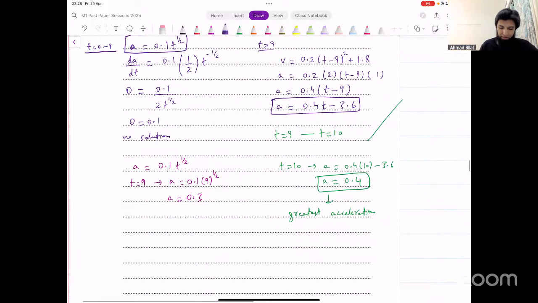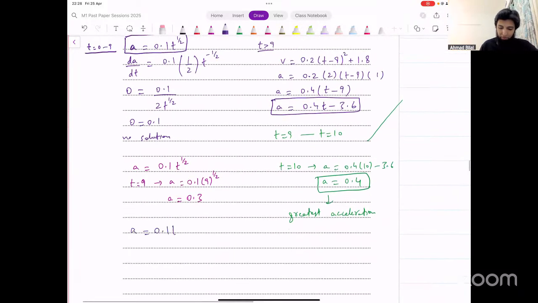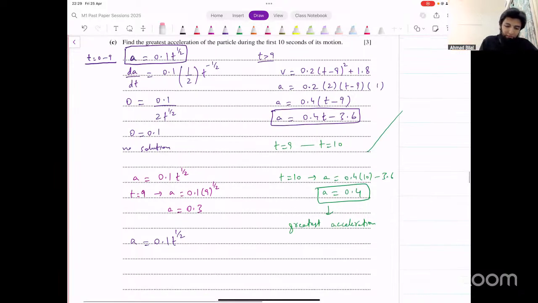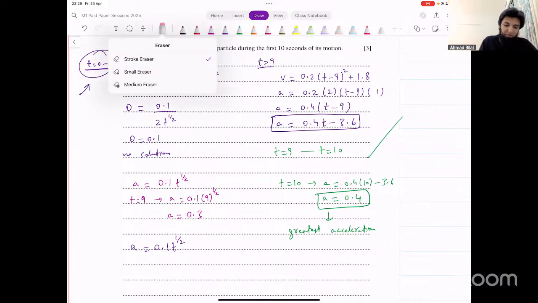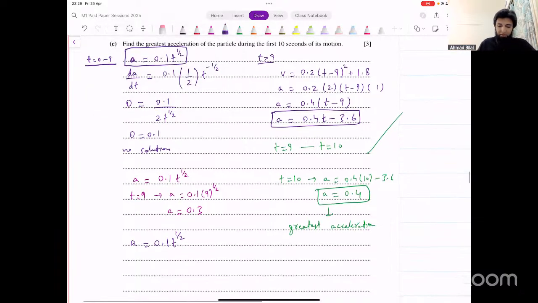So the function is a equal to 0.1 t raised to power 1 over 2. That's the function. The greater the value of this t is, the greater the acceleration would be, right? Because 0.1 is getting multiplied by t. So as t increases, the value of a would also increase. Within this interval, what's the largest possible value of t? That's 9. So that's why we put 9 there.